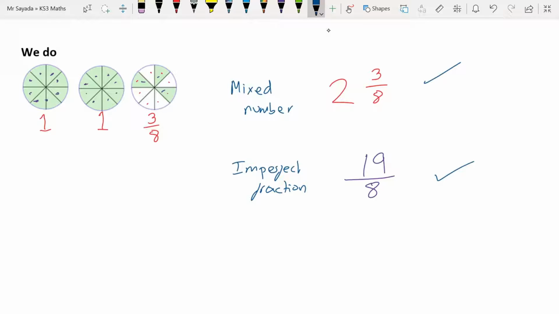Pause the video to mark your work. Press play once you're ready. You should have now marked and corrected your work. If you struggled with either of these examples, go back in the video, watch them again, and then move on once you're ready. You should now be ready to move on.